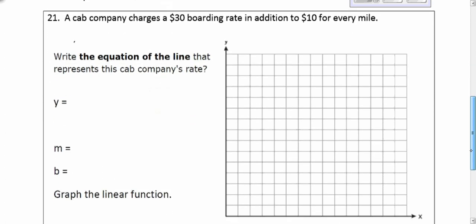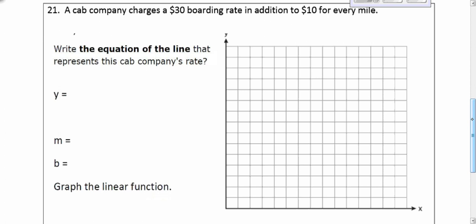All right, number 21. This is the first question that is an open-ended question. All right, so we did something like this in class. A cab company charges $30 for boarding as a boarding rate. So the $30 boarding rate is the initial fee. And initial fee, you know, is the B. So the B, I'm just going to put down here is 30.